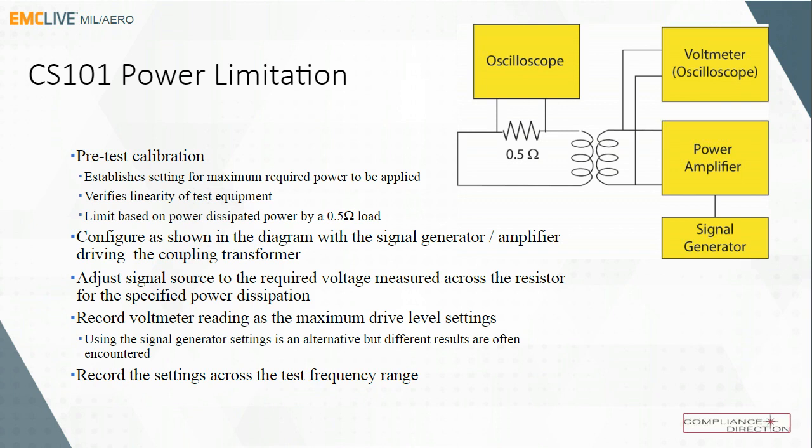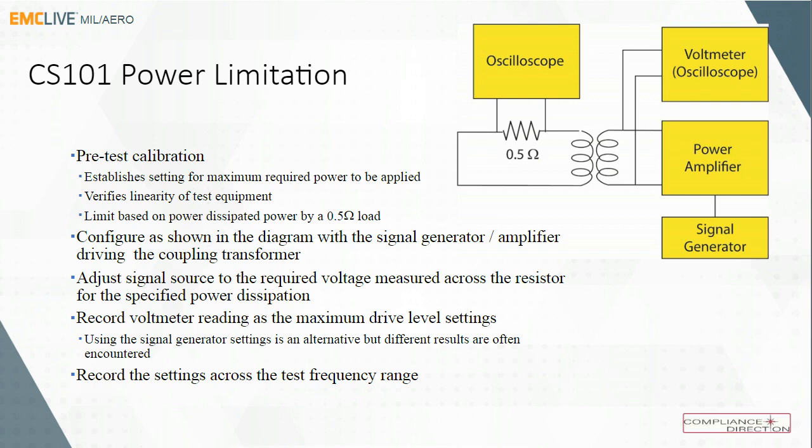doing the test. Configure it like we see in the diagram, where our signal generator to a power amplifier to the coupling transformer. Now, some people measure the output of the power amplifier, and some people measure the output of the signal generator. I prefer the voltmeter at the power amplifier output because it allows me to move the gain of the amplifier and reestablish the maximum voltage here. If I put it at the signal generator, the gain of the power amplifier should not be adjusted between the calibration and doing the testing. So be kind of aware of where you're going.